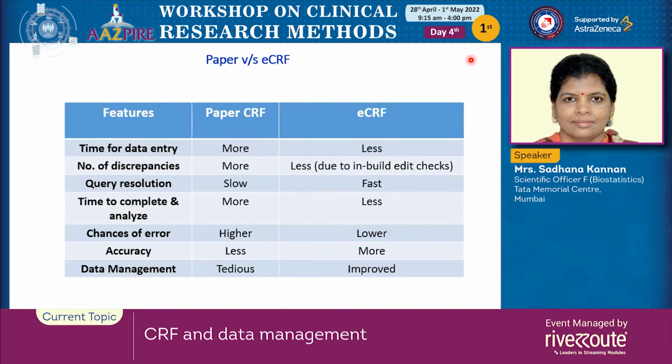And query resolution is slow. First of all, raising a query itself is not easy in paper CRF. But in electronic CRF you can raise a query, clarify it, and resolve it. Time to complete and analyze is more in paper CRF, and less in electronic. The chances of error are very high in paper CRF, and low in electronic. Accuracy, of course, is very high in electronic CRF.